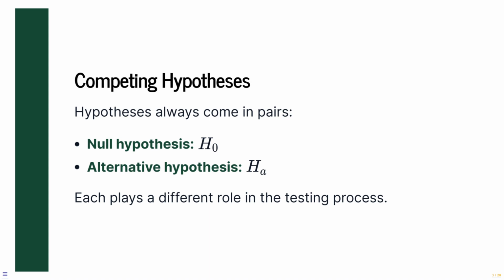Hypotheses always come in pairs. We have the null hypothesis denoted H0 and the alternative hypothesis denoted HA. These two statements work together to frame the statistical question we are trying to answer.